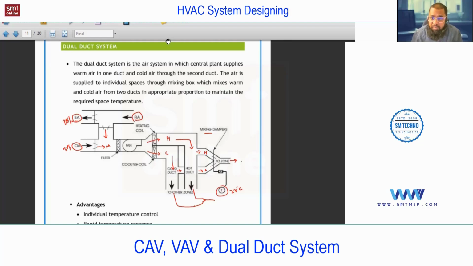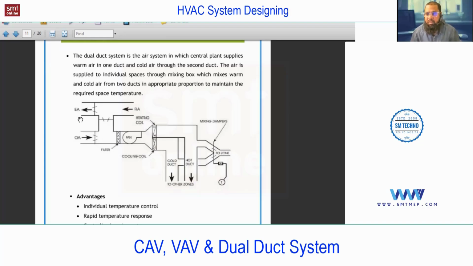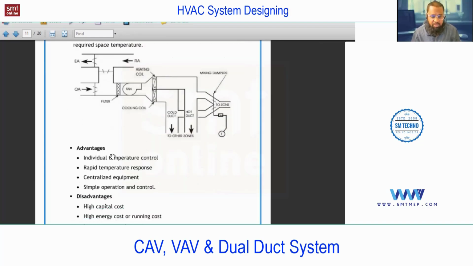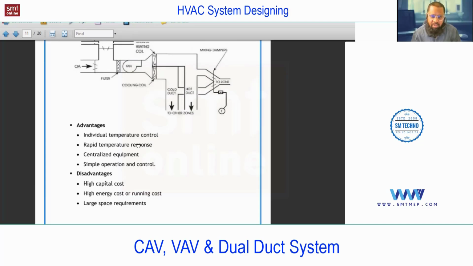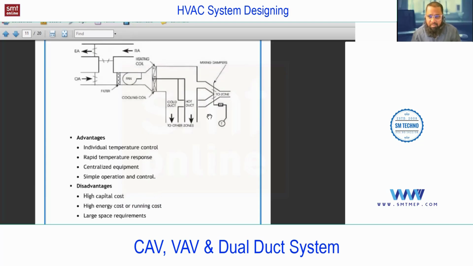But we have a list of disadvantages also. And this is commonly used for process control, not for human comfort, for process. So here you see the advantages. Individual temperature control, which means in this also you can expect multiple zoning. Number of mixing dampers equal to number of zones. Rapid temperature response, this is a major advantage. Centralized equipment, simple operation and control.